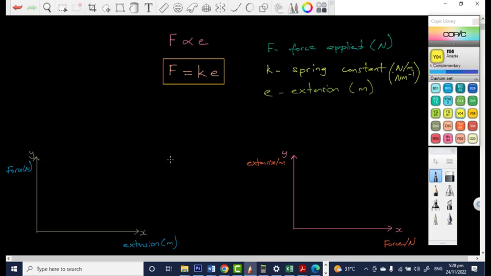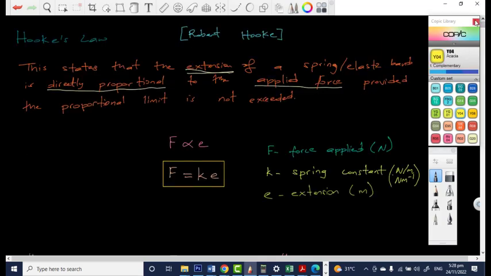Now, since we say that the extension is directly proportional to the applied force, provided the proportional limit is not exceeded, what this statement means is that once the proportional limit is exceeded, the extension and the force will no longer be directly proportional to each other. So if we go beyond the proportional limit, Hooke's law is no longer obeyed.